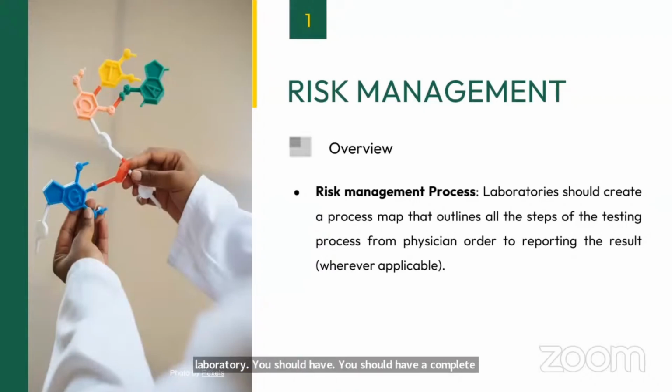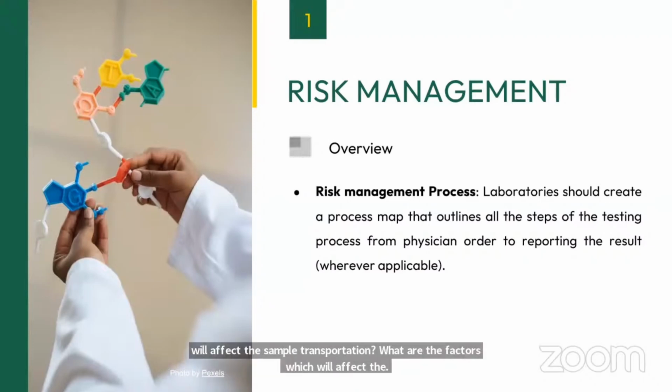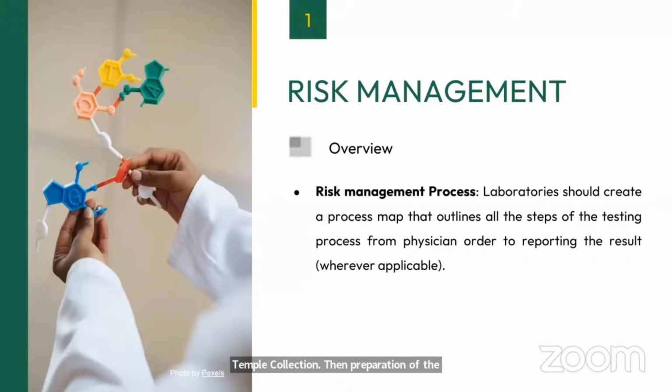The laboratory process starts right from the clinician raising an order request: whether the request is raised appropriately, whether the samples are appropriately collected, whether the billing is done appropriately, whether the procedure of sample collection was appropriate, and whether there was appropriate patient identification. Then sample transportation: what are the factors which will affect the sample transportation, what are the factors which will affect the sample collection, then preparation of the samples, and what are the factors which will affect the preparation of the samples.